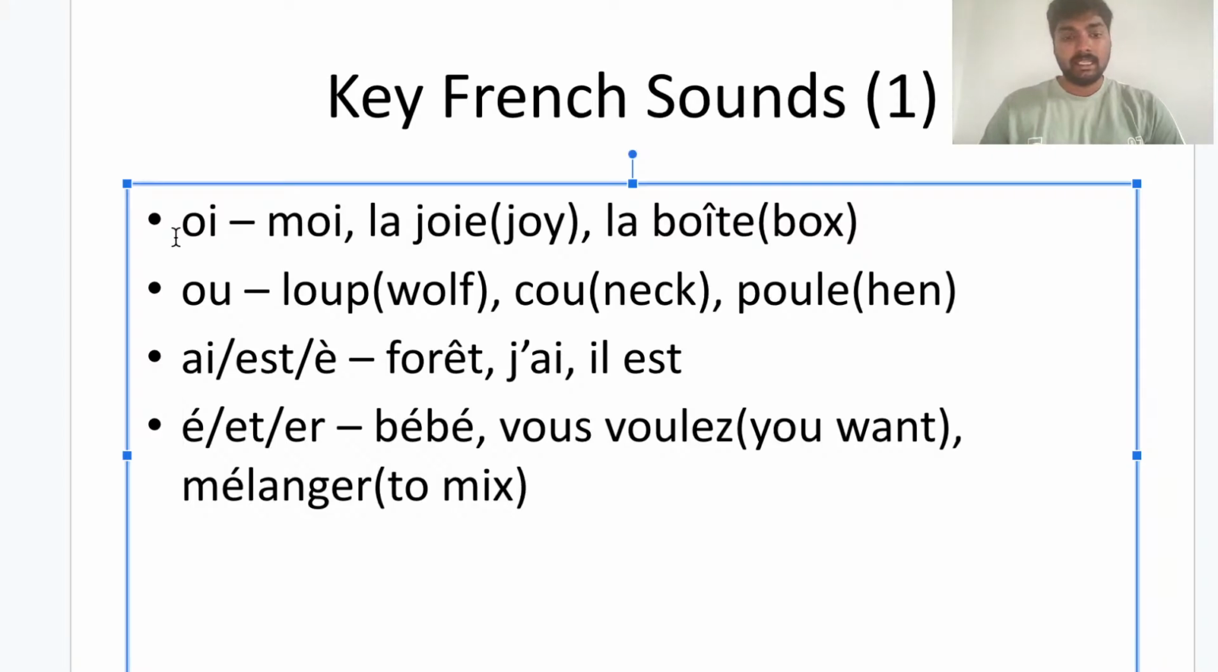And similarly over here, next comes AI, EST, and E. All of them have similar pronunciation. They are spelled as A. Like, let's see the example. Forêt.